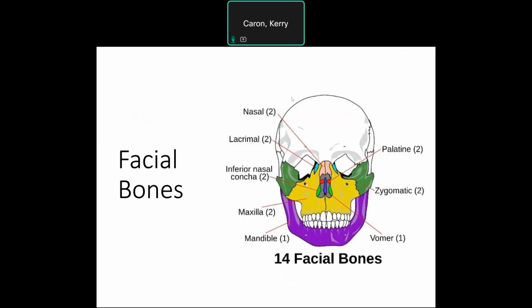Here are some pictures of some facial bones. So we have lacrimal near the eye ducts. The maxilla is the front part of your face, above your teeth. There are zygomatic bones, the mandible, is your jaw.